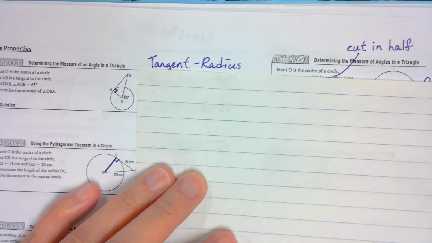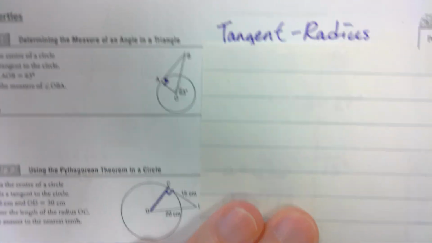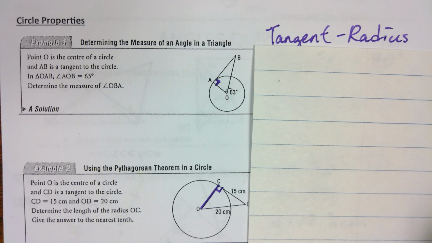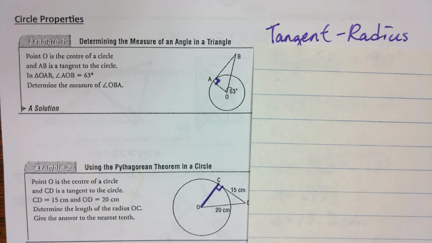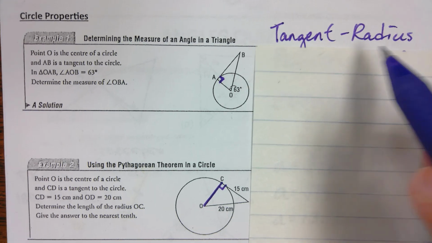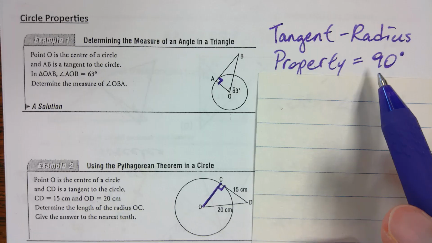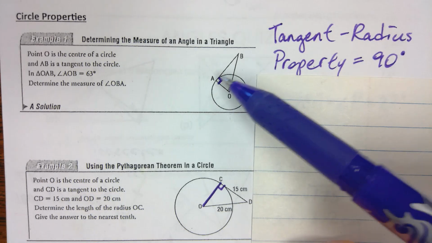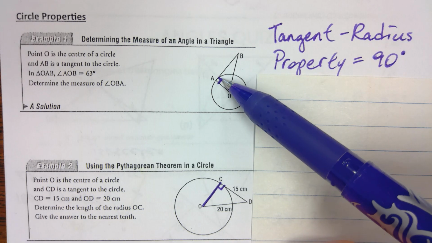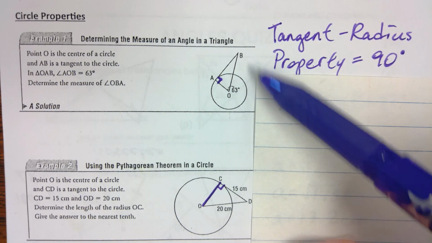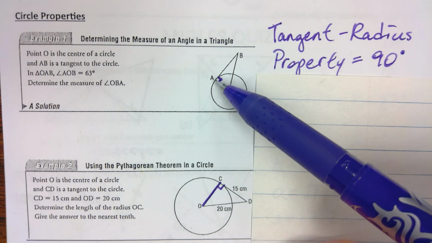Example 1. Okay, so example 1, point O is the center of the circle. AB is the tangent to the circle. In triangle OAB, angle AOB is 63 degrees. So what is the other angle? What's so special about the tangent radius property is that it always forms a 90-degree angle. So your radius and your tangent always make a 90-degree angle. Always, always, always. I could draw it anywhere else on the circle, that angle is always 90.